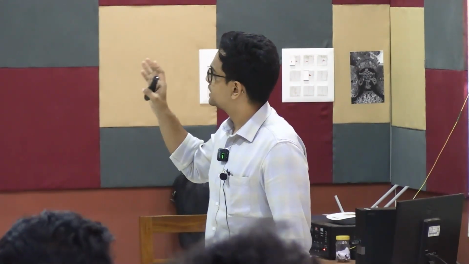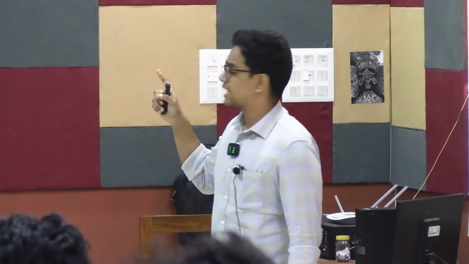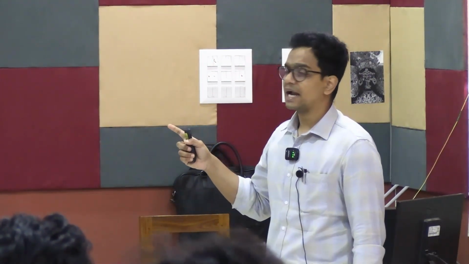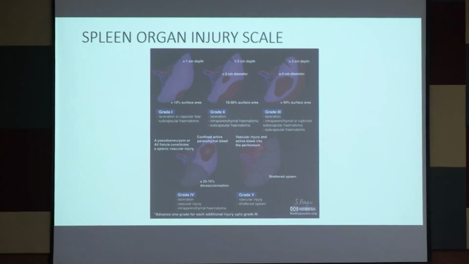What you have to understand is grade 1 is when there is less than 1 centimeter depth injury or less than 10% of the total surface area injury. There can be laceration or capsular tear and subcapsular hematoma, that is non-expanding. So non-expanding is till grade 2. Grade 2 is 1 to 3 centimeter, 10 to 50% of the surface area, and non-expanding subcapsular hematoma.